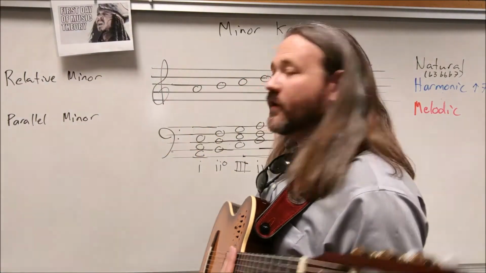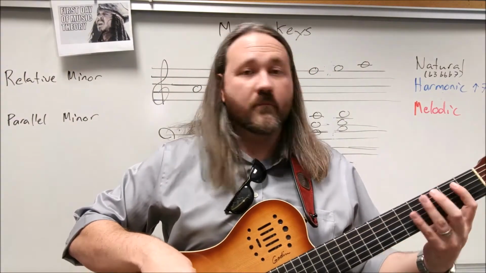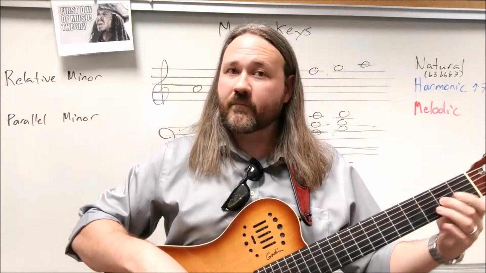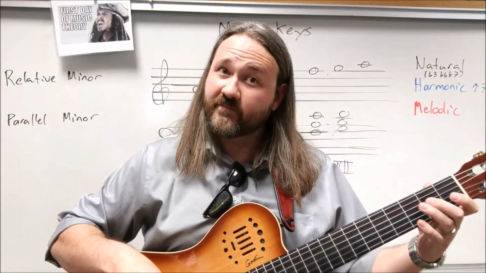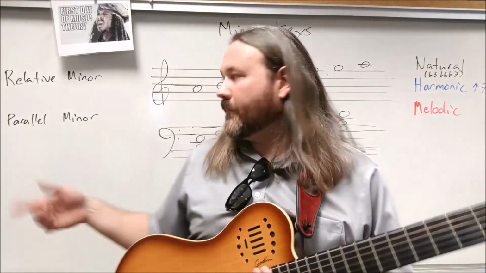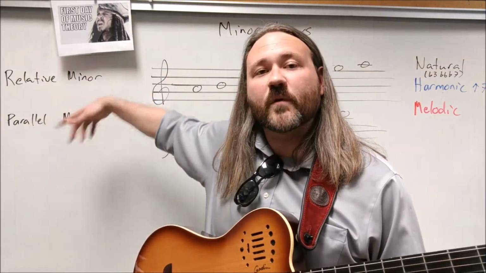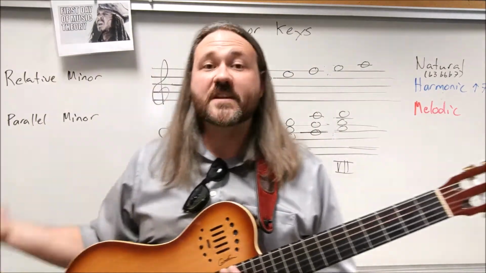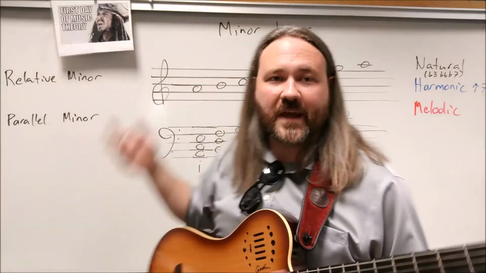So that's the parallel. If you want to create a parallel minor, take a major scale, A major, flat the 3, the 6, the 7. You get a minor scale. That's called parallel minor, same tonic. Relative minor would be same key signature, different tonic. So if we have the same key signature as C major, we get A minor.